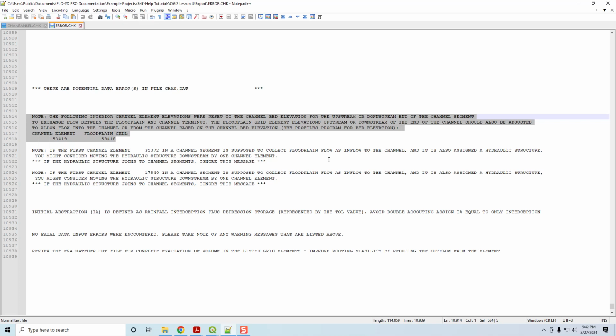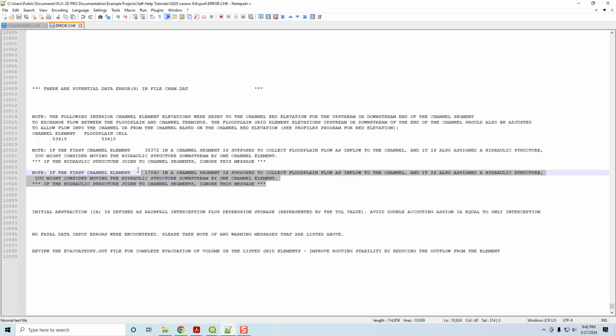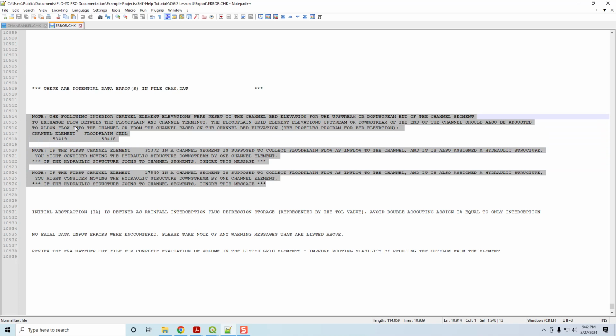And this one says, these are all notes related to floodplain to channel termination, and none of our channels need to exchange flow with the floodplain at the upstream terminus or the downstream terminus or the internal terminus. So they're all fine. You can ignore all of these messages.